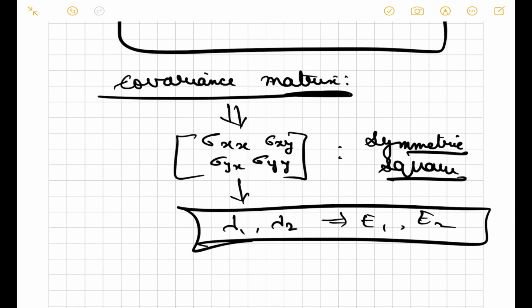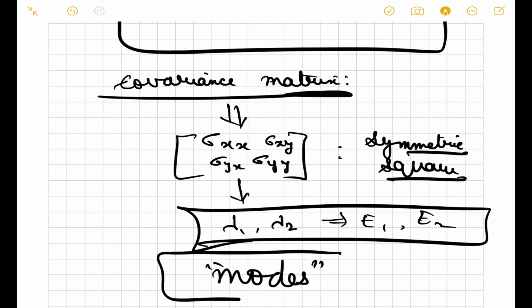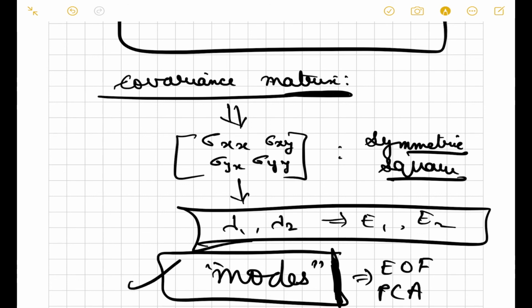Each eigenvector associated with the eigenvalues arranged in descending order gives us the dominant modes. And when we talk about empirical orthogonal functions or principal component analysis, we are always interested in identifying the dominant modes in the data set that can explain a lot of variance or variability, which will be our topic of discussion when we go towards the detailed analysis of principal component analysis.